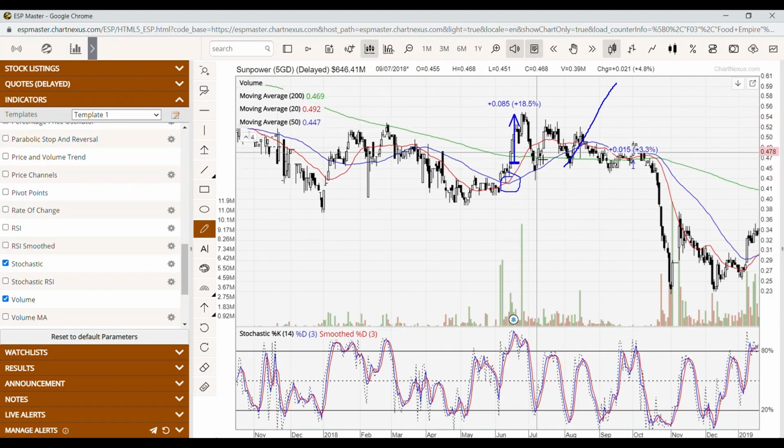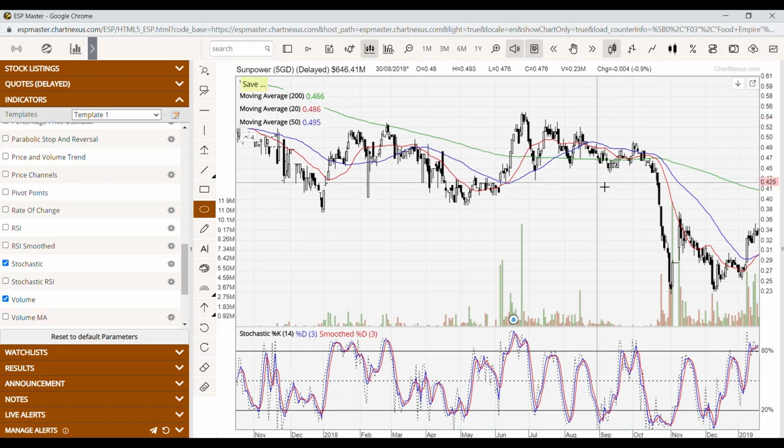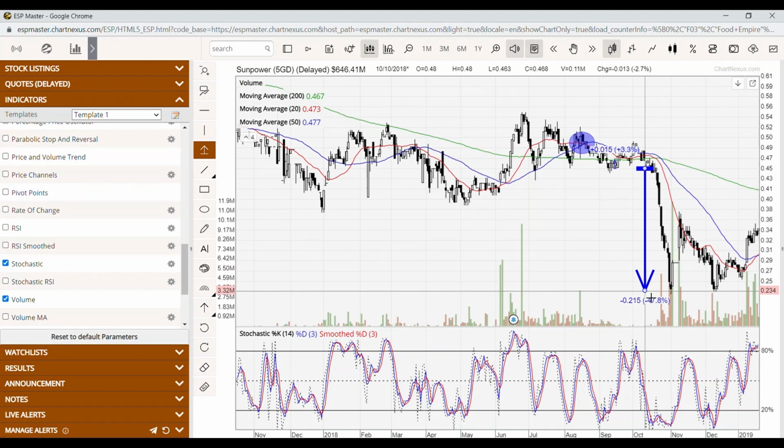But hey, it seems like it's coming back to test that 200 MA. Then you better be careful. So when it crosses over, coming down, can you see here? When it crosses over, it could signify a bearish trend. So better cut loss quick and make a little bit of 2-3%. That's fine. Better than you making a 40% loss.